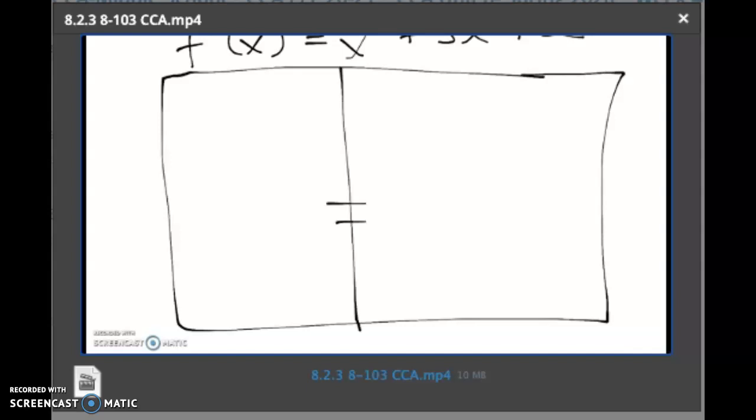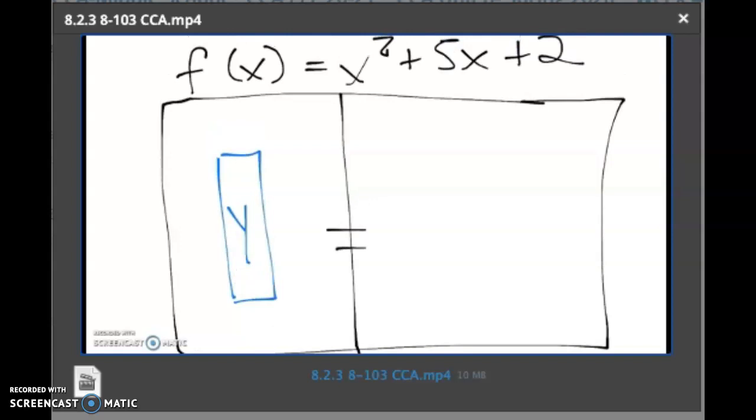So on the left-hand side of my equation mat, I have a y, so f of x is the same as y. And then on the right, we've got an x squared tile. And then I have 5 x's. As you know, we have to split those in half and put half of them above my x squared and half of them off to the right. So I know if I take 5x and divide it by 2, I get 2.5. So I'm going to have to put 2 of the whole x's here.